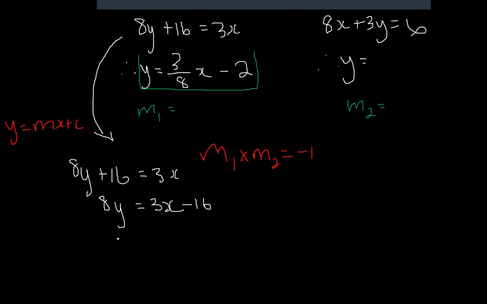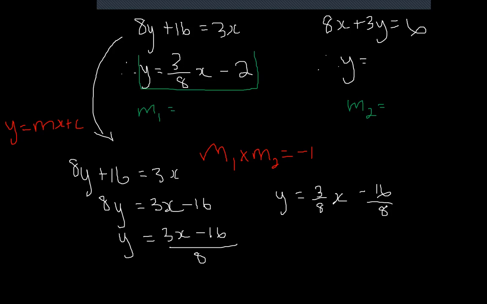We multiply by 8, so we have to divide by 8 on this side. 3x minus 16, divided by 8. This is called a single fraction, but it could be broken up into two separate fractions. So this could be written as 3 on 8x minus 16 on 8, which is equal to 3 on 8x minus 2. And that is how we got this equation up there. Understand now?